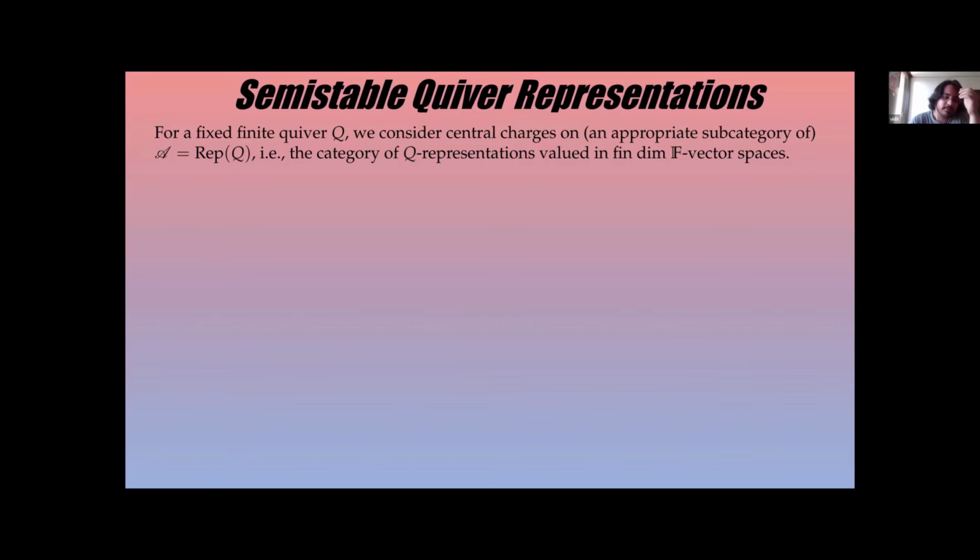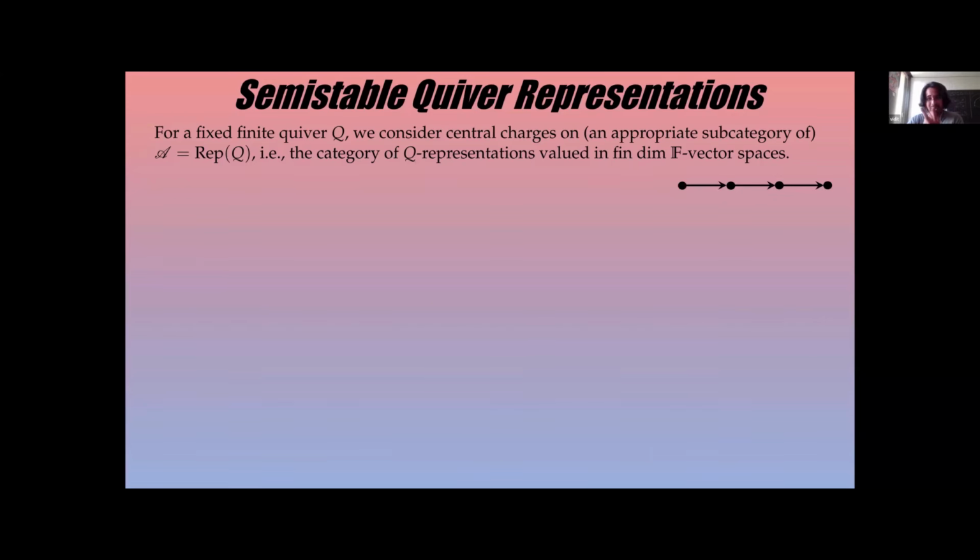One of my favorite choices of abelian category is representations of a fixed finite quiver. In this case, we will consider central charges on the category of representations of a quiver, always valued in finite dimensional F vector spaces. Do I have some favorite quivers to think about? Yes, I do. It's that one with arbitrary length. I really like that one. That gives me ordinary persistence modules.